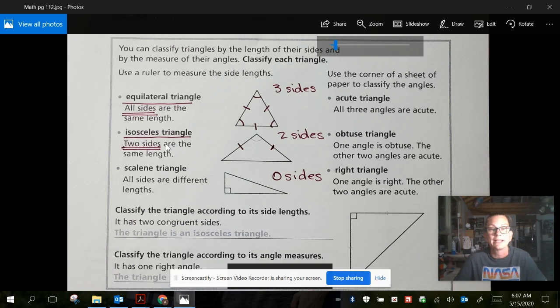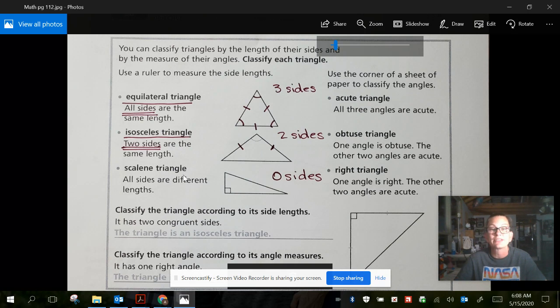Our second triangle is an isosceles triangle. That means we have a triangle that has two equal sides. Notice only two sides have the line. The third does not. Now, notice here we have an obtuse angle. That means it's greater than 90 degrees. Okay? That angle means that this triangle is called an obtuse triangle.